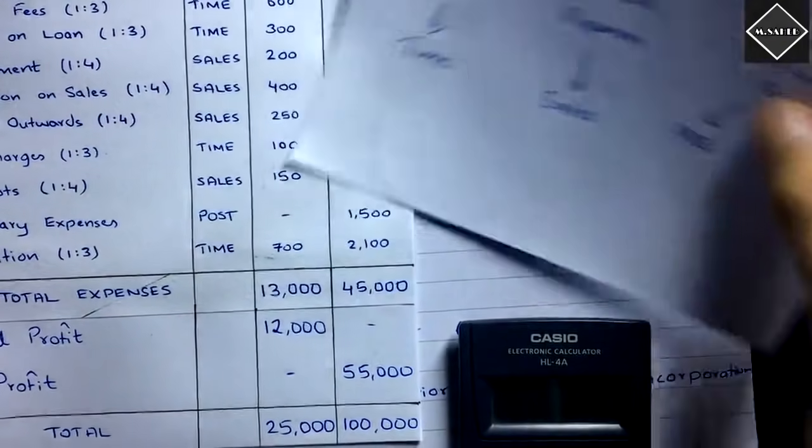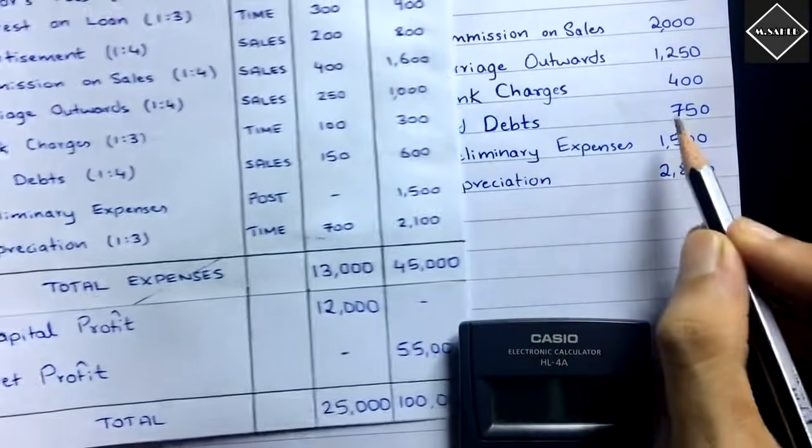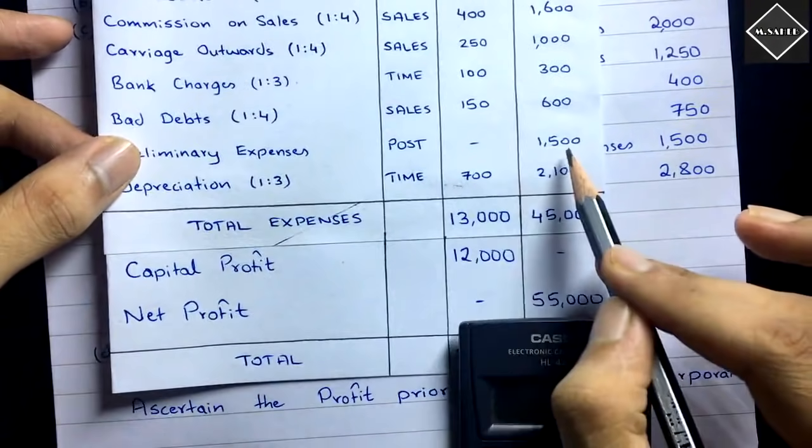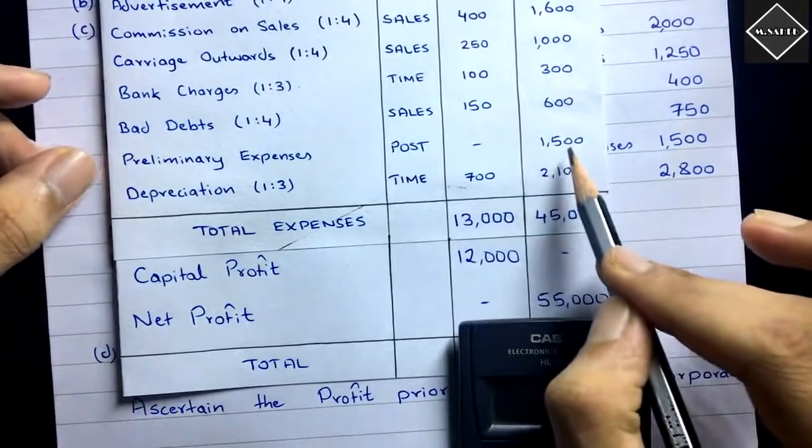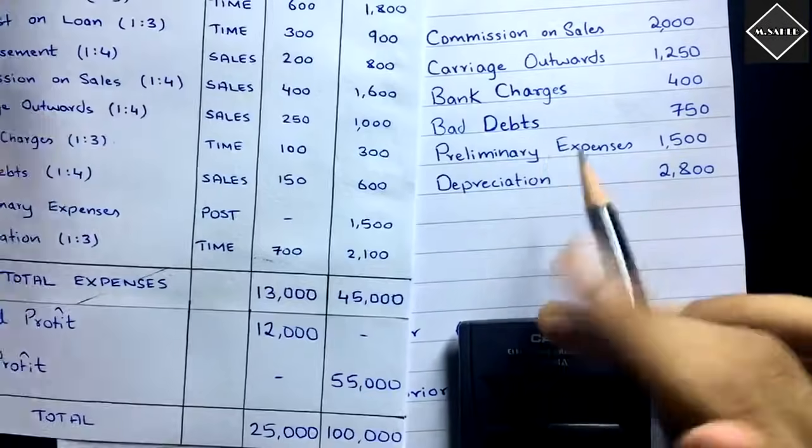Simple. Okay, so preliminary expense directly goes to the post column. It is 1500, so it will directly go to the post column. Okay, on the post basis 1500. Simple. And then we have got depreciation.